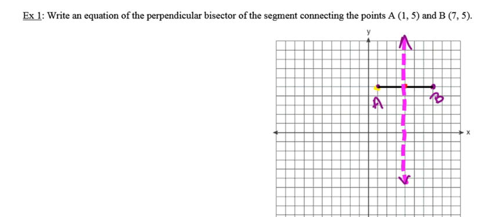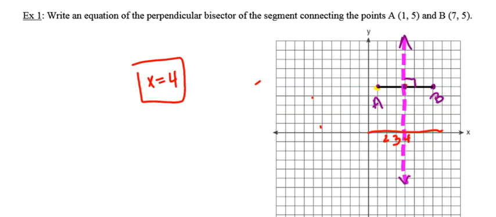So again, he passes through the midpoint of AB. He's perpendicular to AB. That makes him the perpendicular bisector of line segment AB. And as for his equation, if I look at the x-axis here, that pink dotted line crosses the x-axis at 1, 2, 3, 4, doesn't intersect the y-axis at all, and his equation, therefore, is x equals 4.